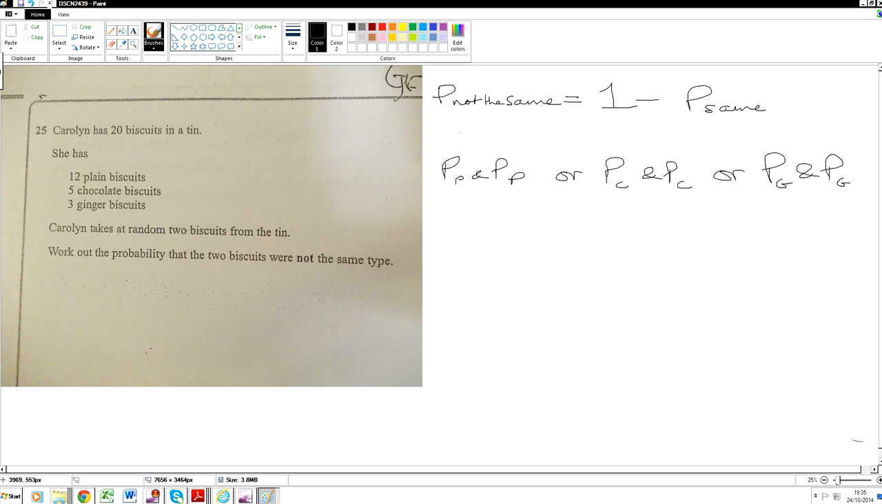Now, what is the probability of me getting a plain followed by a plain? That's going to be 12 out of 20 multiplied by 11 out of 19. Or means plus. What's the probability of my first chocolate? 5 out of 20, and the second one 4 out of 19. Or means plus. First ginger biscuit is 3 out of 20, and the second one is 2 out of 19. Okay, lovely. Right, we need to work these out.